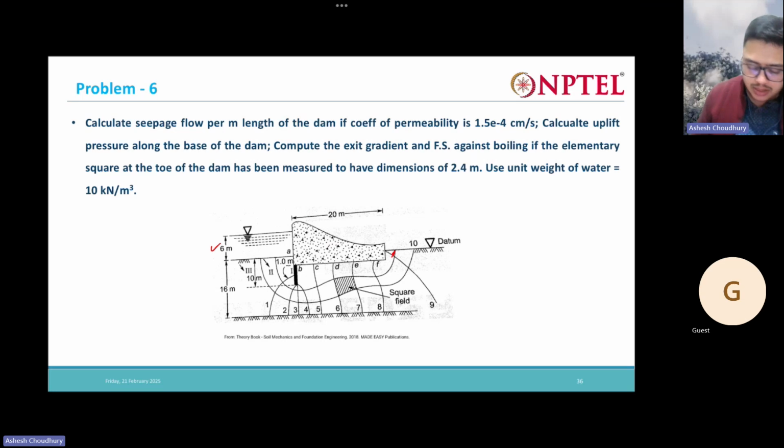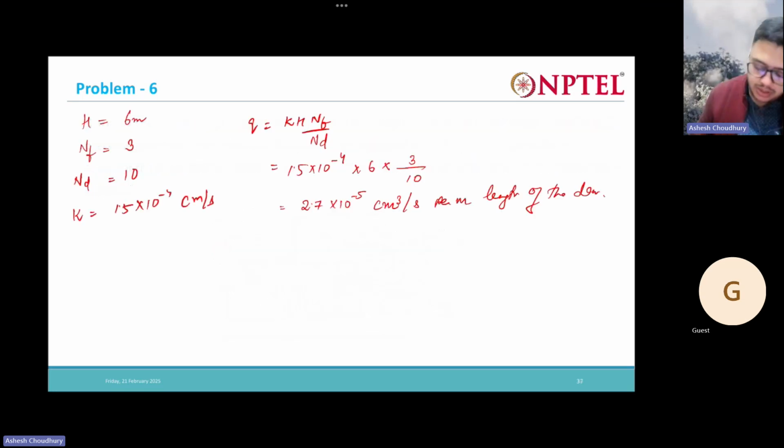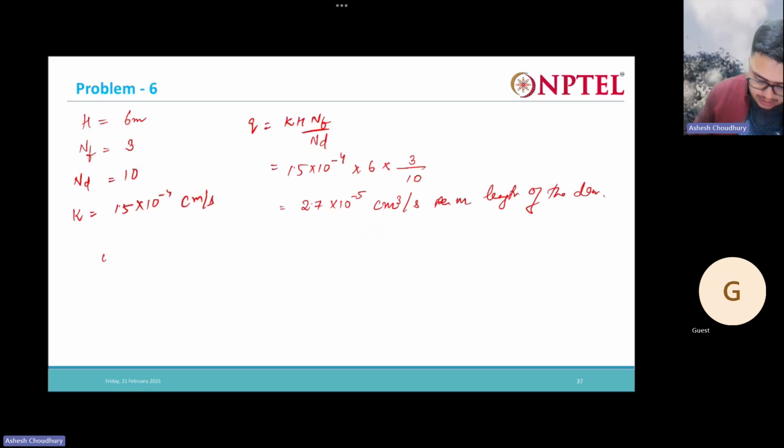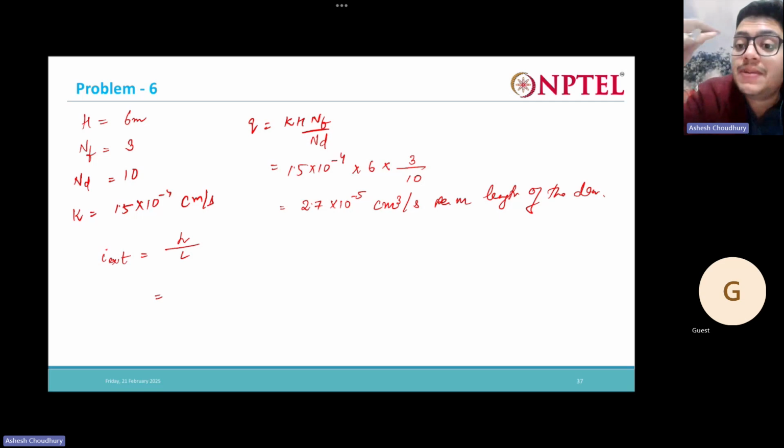Now, what is the hydraulic gradient? What is the formula for hydraulic gradient? Hydraulic gradient is nothing but the head loss divided by the length of flow. So the head loss from here to here, divided by this length, should give me the exit gradient. Now, exit gradient is head loss by L. What is the head loss? Total head divided by the number of drops will give me the head lost in each drop.